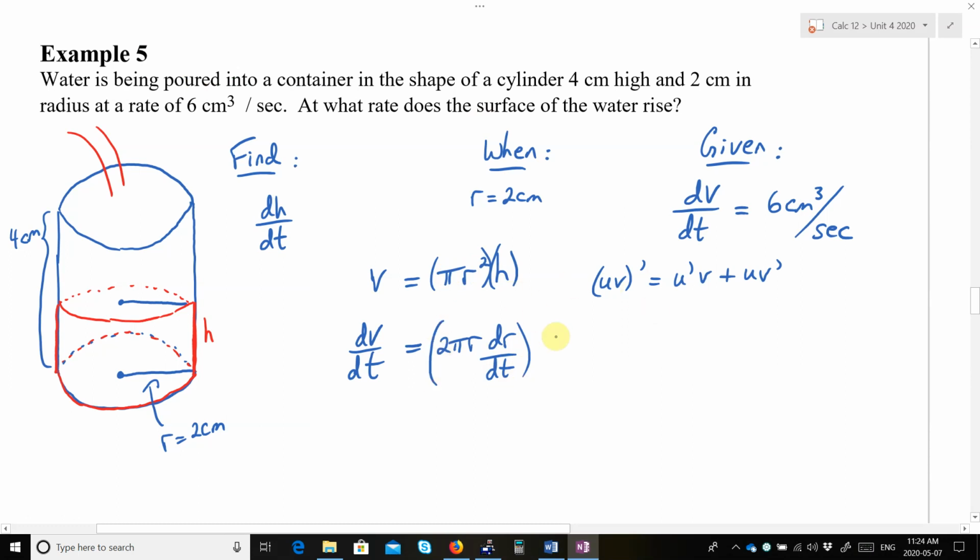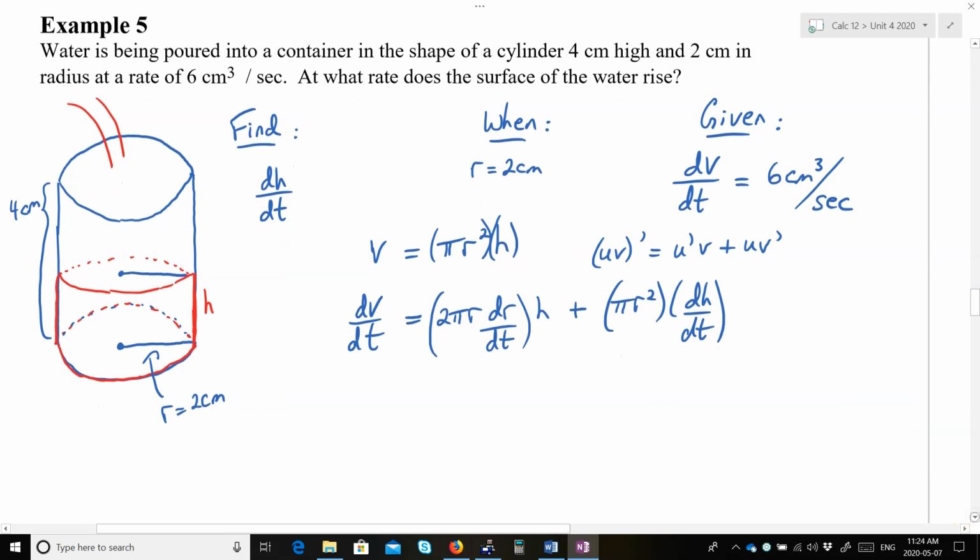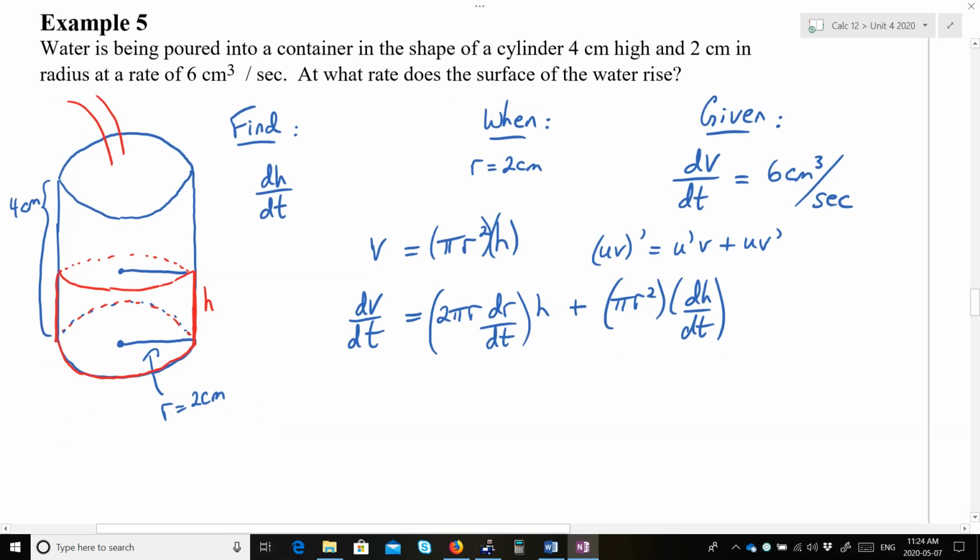Okay, and then you're supposed to multiply that by the regular second function, plus the normal first function times the derivative of h. The derivative of h with respect to time is dh/dt. Okay. So it seems like we have a whole lot of extra variables.